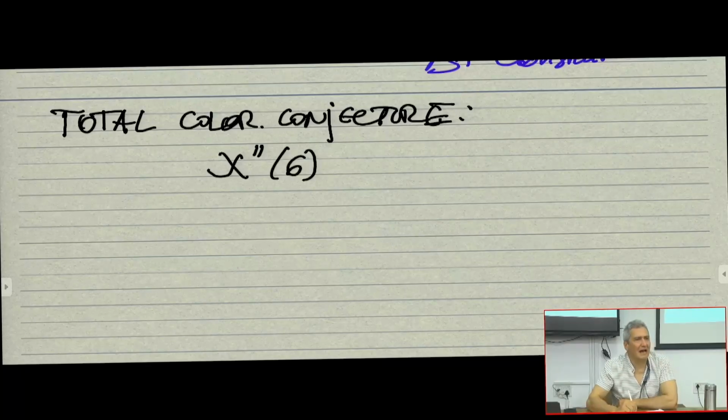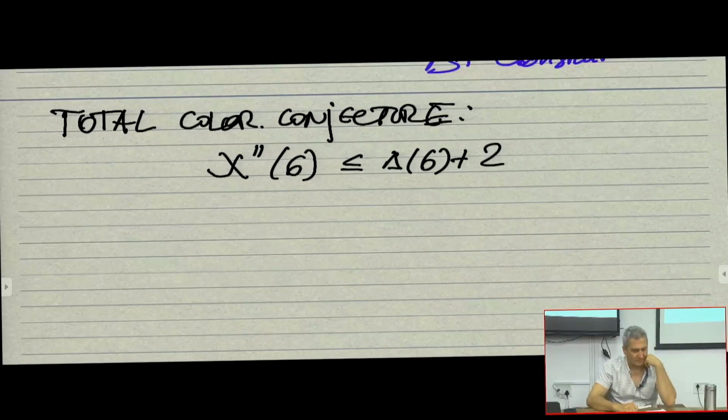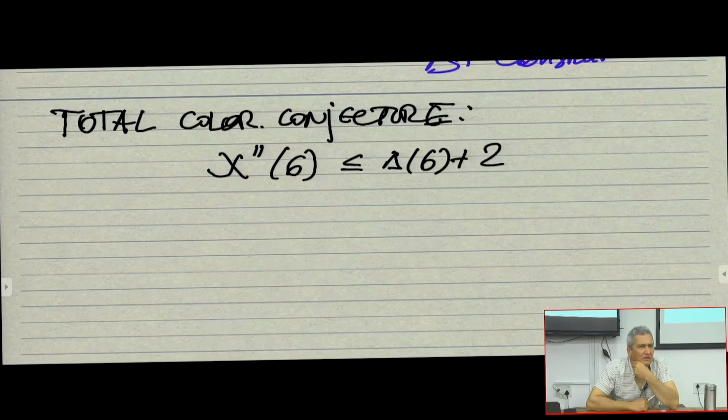Total chromatic number is at most delta plus 2. In 2020, there is a person called T. Srinivasamurthy, an Indian guy. He printed a paper saying that he has given a proof for the total coloring conjecture. Like, there is a proof, but nobody has validated that proof yet.